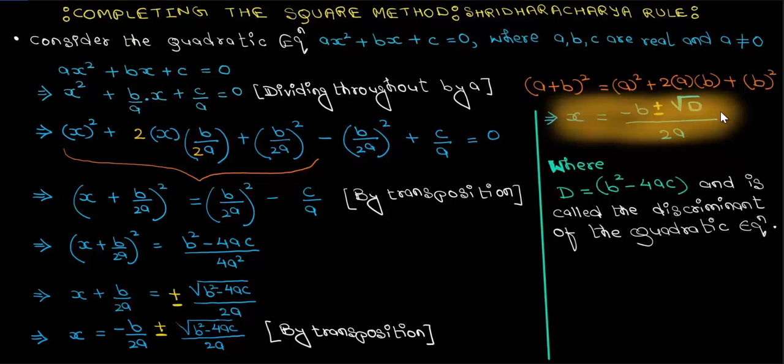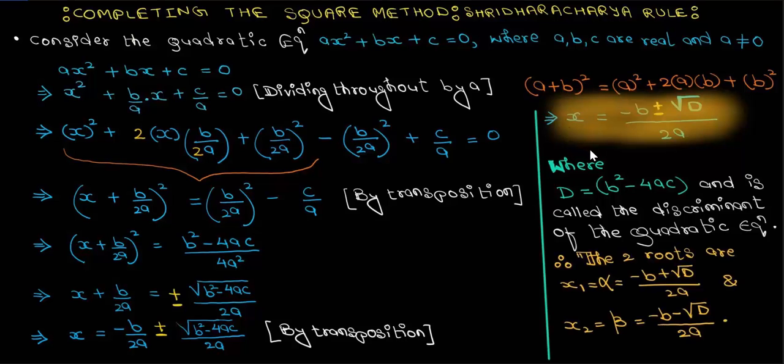So this is the quadratic formula. So the two roots are x1 equal to alpha equal to minus b plus root d by 2a, and x2 equal to beta equal to minus b minus root d by 2a.